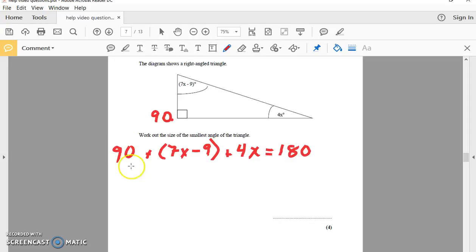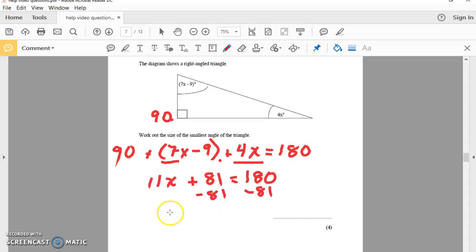Okay? So what I'm going to do from there is I'm going to combine my like terms. I'm going to combine my x's. Okay, so that leaves me with 11x plus 90 minus 9, so 81, equals 180. Now again, I'm going to balance this, so I'm going to subtract that 81 from both sides. Okay, that leaves me with 11x equals 99. Divide both sides by 11.